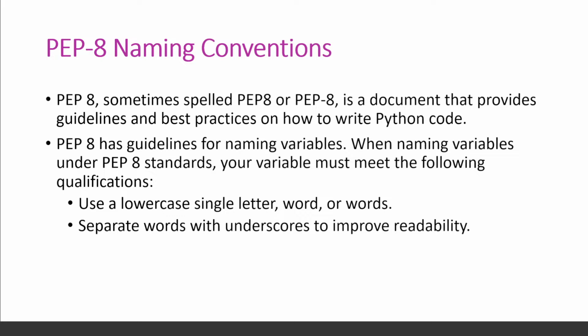And specifically when it comes to variables, we use lowercase characters, right? We can use a single letter, word, or multiple words. And when we separate multiple words within a variable name, we use an underscore to kind of connect those words together, right? So in other programming languages, the convention might be that when you hit a new word, you start that word with an uppercase letter.